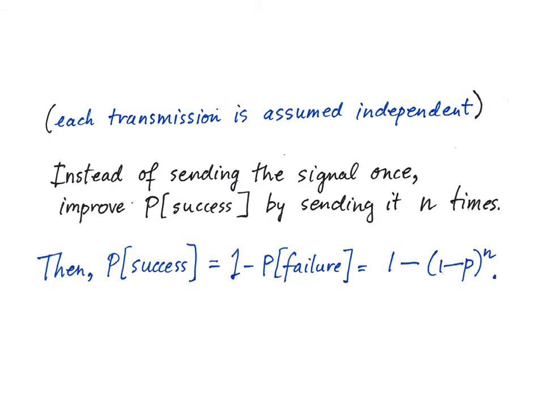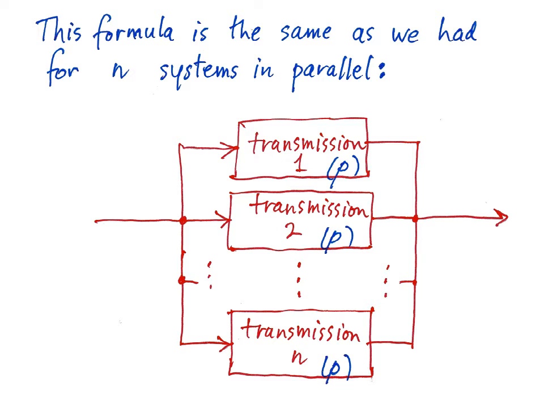Then the probability of a success in opening the lock is 1 minus the probability of failure. The probability of failure is 1 minus p for a single transmission, or (1 minus p) to the nth power for n transmissions. So therefore the probability of success is 1 minus (1 minus p) to the nth power. You will note that this is the same formula as we had used for n systems in parallel, each with the same probability p of working.